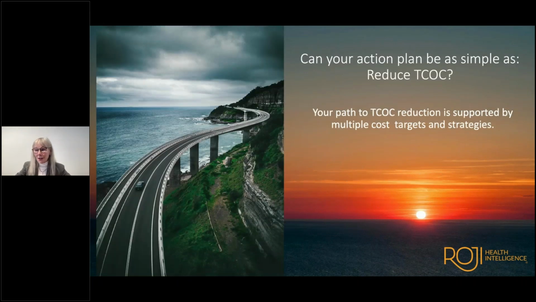So the first question that I want you to keep in your heads as we go through this is, can your action plan be as simple as reducing total cost of care? And here we see an image of a highway, which should bring to mind some of the events of the last few weeks, skirting a cliff. And the only way that that highway can skirt this cliff is with all those supports that are sitting under it. Your path to total cost of care reduction has to be supported by multiple cost targets and strategies.